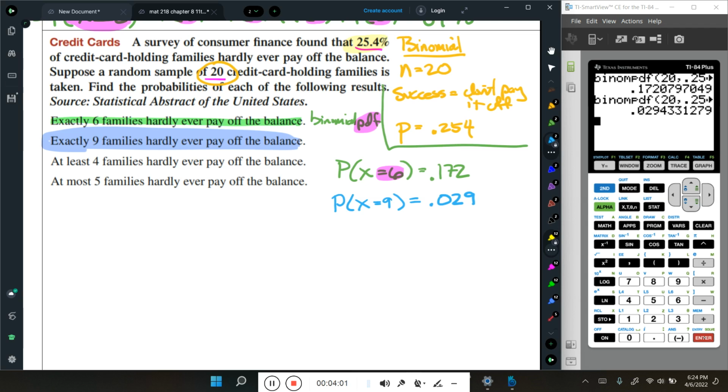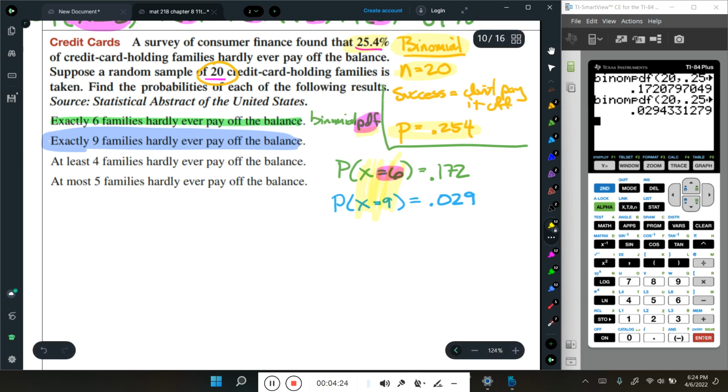Well, this isn't too bad. So once I can identify that something is binomial, I'm looking for an n, a p, and then whatever x value the problem gives me. And I'm just plugging it into the binomial PDF because it wants a specific x value. All right, let's look at the next one.